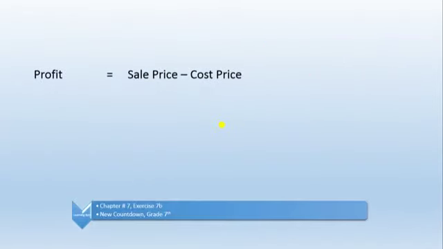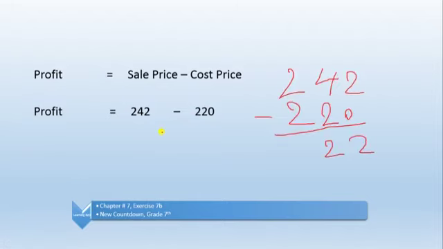Now to find the value of profit, we will use this formula: profit is equal to sale price minus cost price. Sale price is 242 rupees and cost price is 220 rupees. We will subtract 220 out of 242. So after this subtraction we have the value 22 rupees.